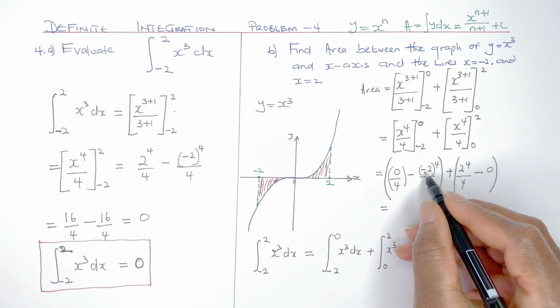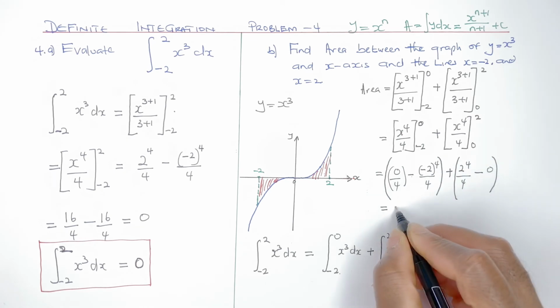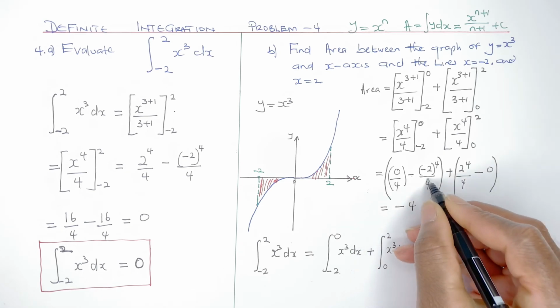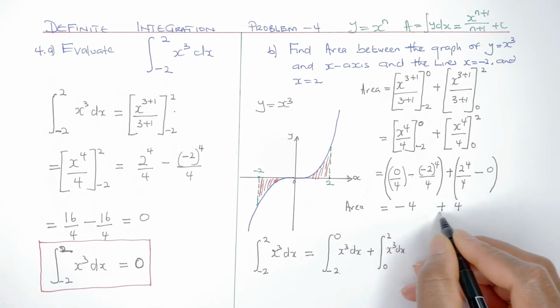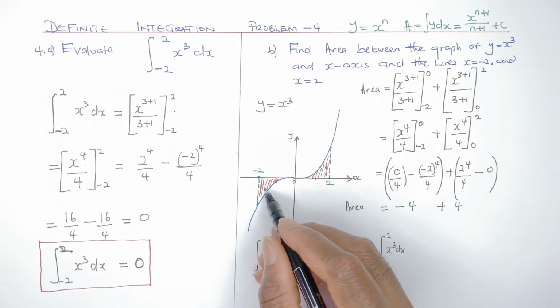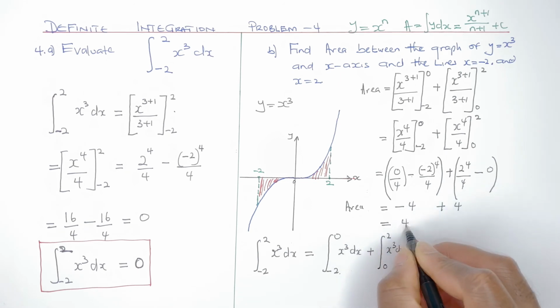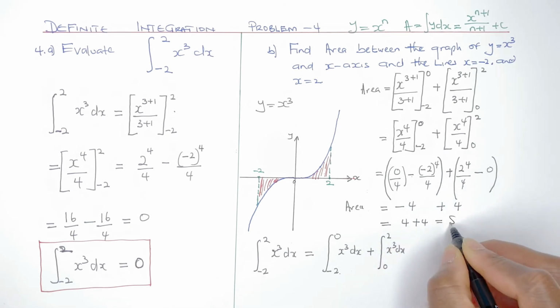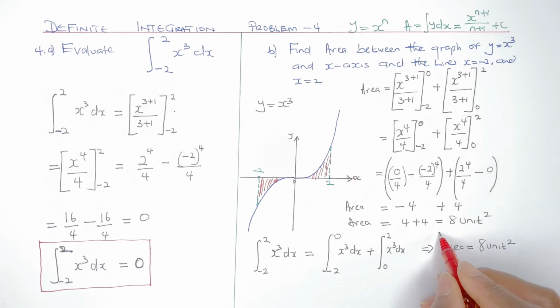We know that's going to turn out to be minus 16 over 4, which is minus 4 for that one, plus 16 over 4 is 4. Because it's an area, we're just going to add the magnitude of the area. So that's just going to be 4, and that would be 4 plus 4. That would be 8 units squared. So the area we're looking for would be equal to 8 units squared.